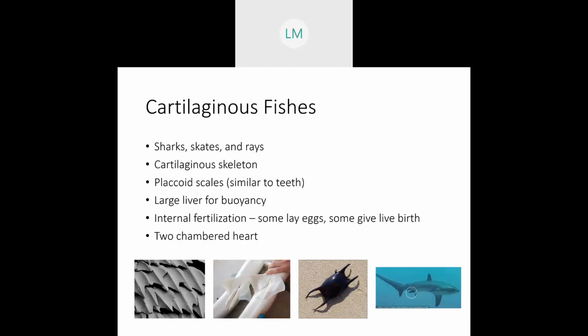They have these really interesting type of scales. So this photo down here on the left is the type of scales they have. They're called placoid scales or dermal denticles. It's very, very similar to teeth. Like their bodies are basically just covered in these little teeth.